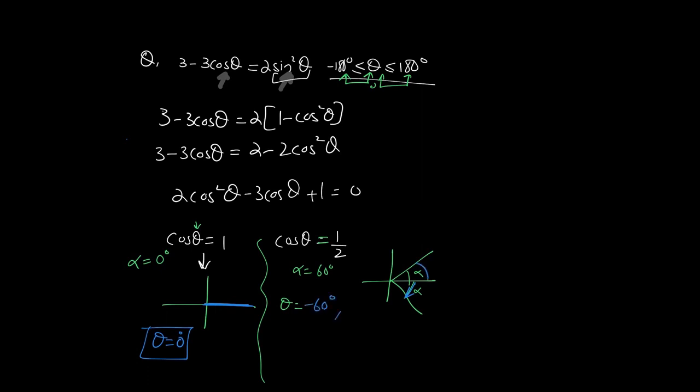Now let's come to positive angles, which is this angle, which is also 60 degrees, because if we cross this, the angle is greater than 180. So in total the values of theta are plus minus 60 degrees and 0 degrees as well.